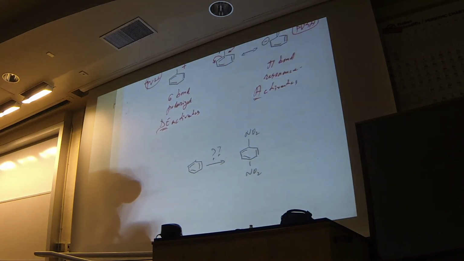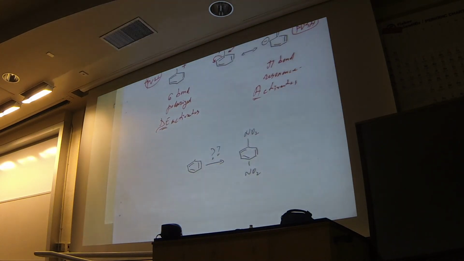How do I go to there? So a way to do that, maybe we can think of? Not so easy, right? Because both of those nitro groups are meta-directing. So once you get one nitro group in there, the second one is going to be meta. It's not going to be para. And so there is a way to do that, but we're going to learn that much later on.